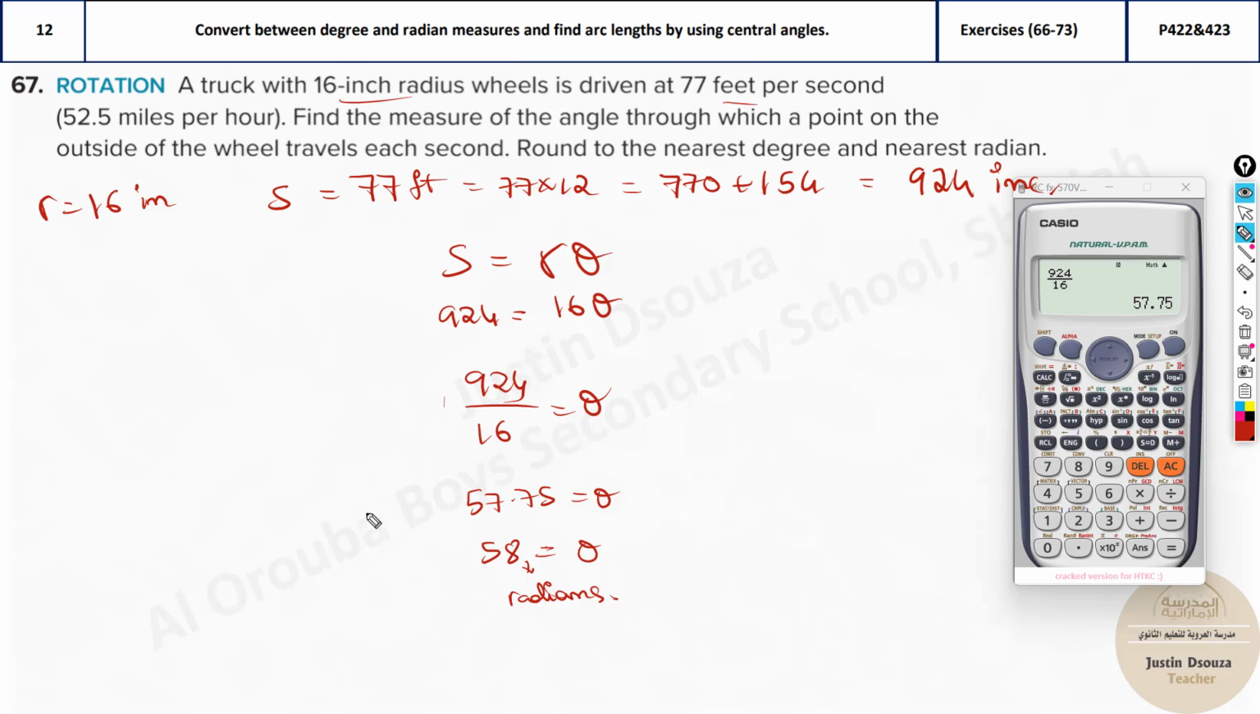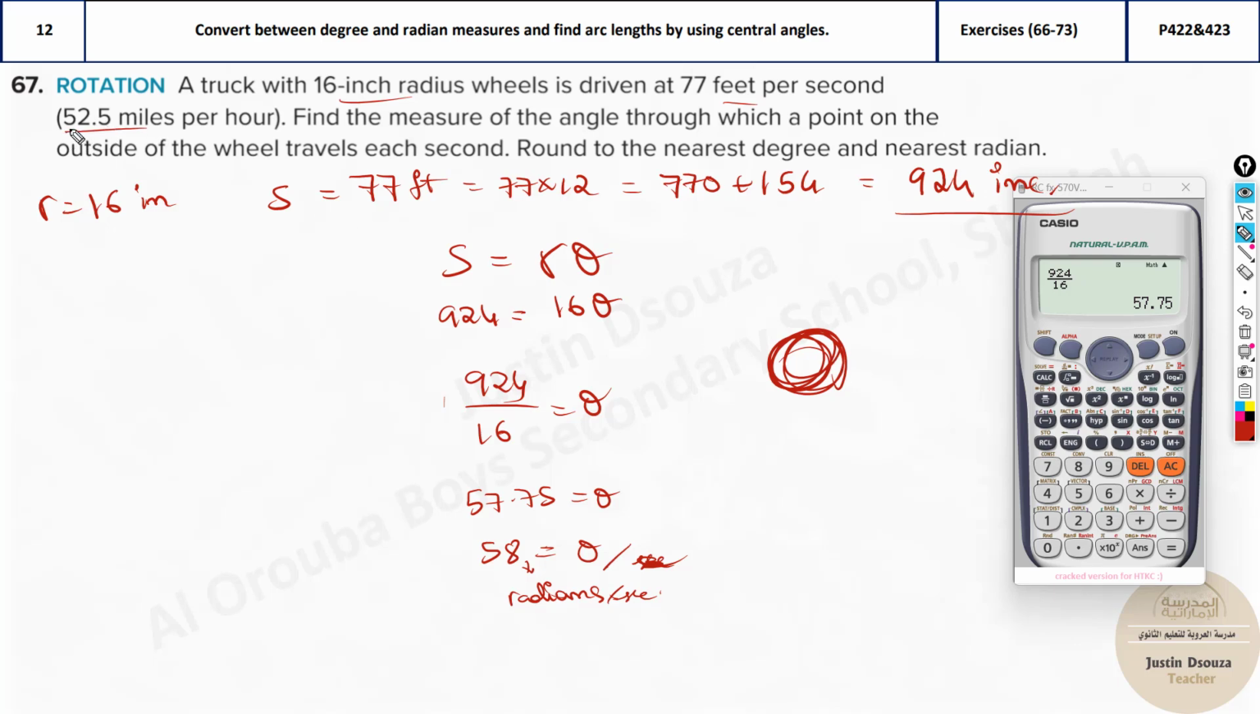Now find the measure of the angle through which the point at the outside travels each second. Okay. Now whatever is happening over here is per second. Why? Each second, radians per second. In the sense, if you look over here, what is this R value? The R value is 16 inches. That's fine. Radius. What is the S value we took? 77 feet or 924 inches per second. This truck is a huge truck going at a very high speed. In 1 second, it covers so many inches, which is very much.